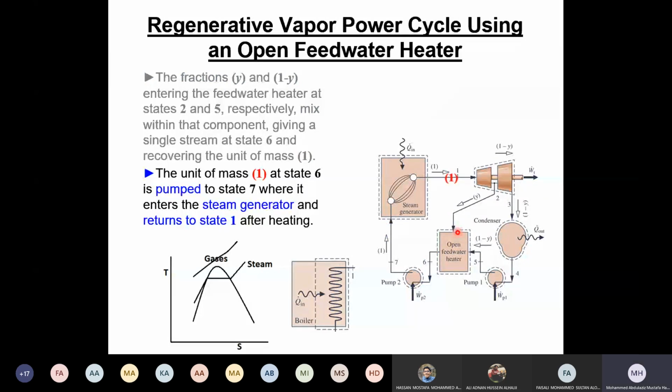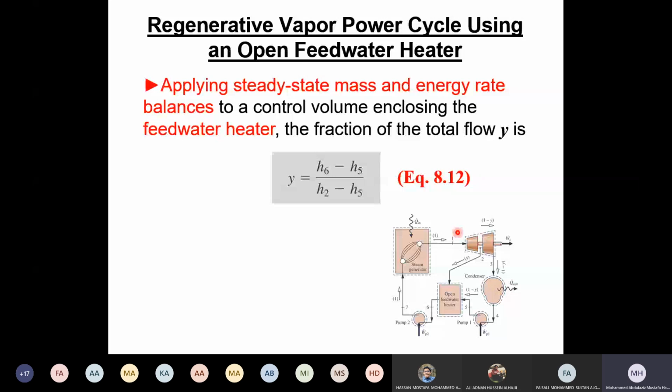All right, Shabab? I think the animation is okay here. Shabab, is it clear? Yes, it's clear. Okay. Yes. So now with understanding this, we want to go to the analysis here.